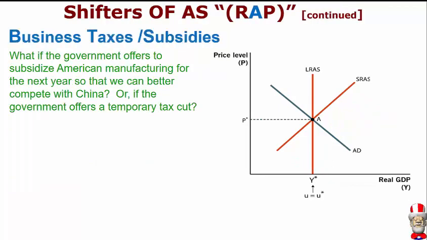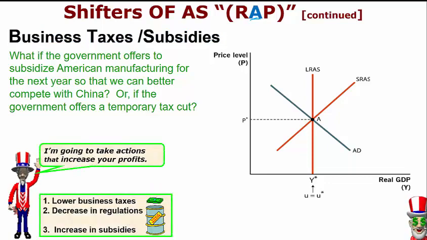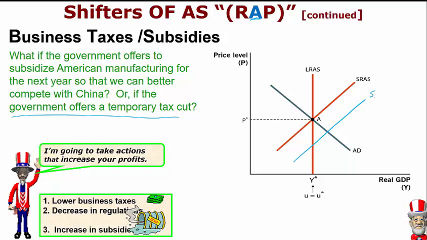How about this? Now we're on the actions of the government. So these are things the government can do to either help or hurt business. So what if the government offers to subsidize American manufacturing for the next year so that we can better compete with China? Or, similar thing, what if the government offers a temporary tax cut for businesses? Those are all good for business, so the AS curve shifts to the right. Now we're at point B, lower price level, more output. At more output, we're going to expect there to be more workers needed, so the unemployment rate drops.